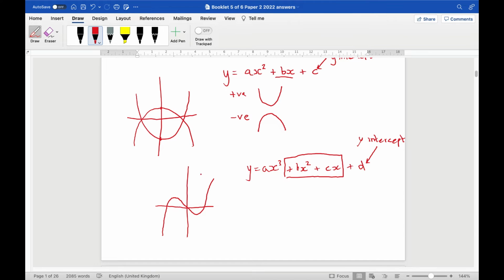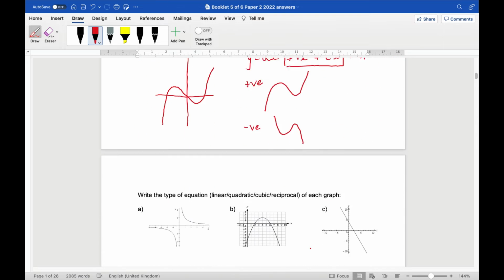Okay, right. The only thing I'd say here is, if it is positive, the a, the number before the x cubed, it will start by coming up, down, up. If it is negative, it will be down, up, down. Okay? Right.